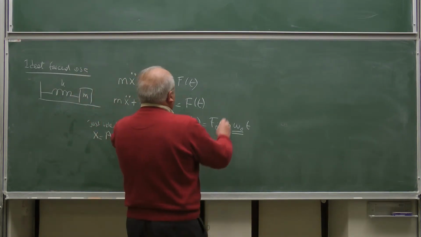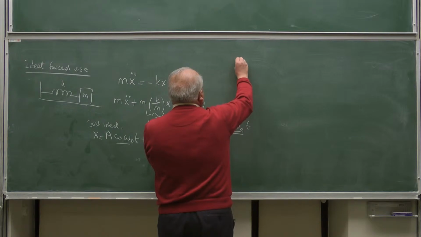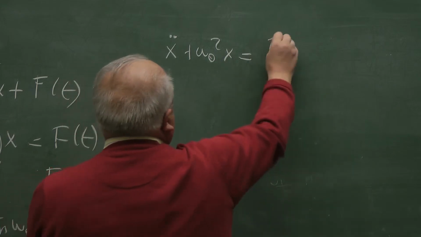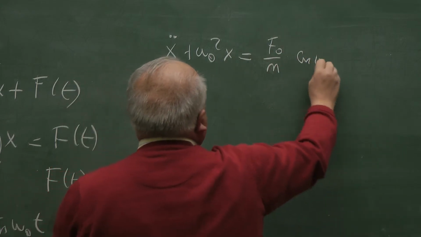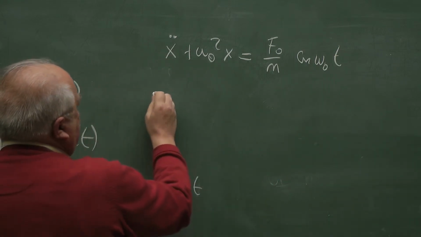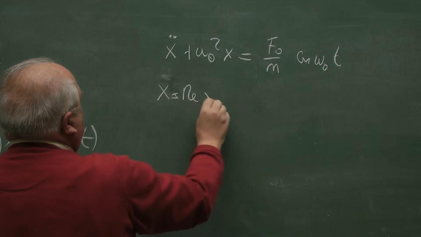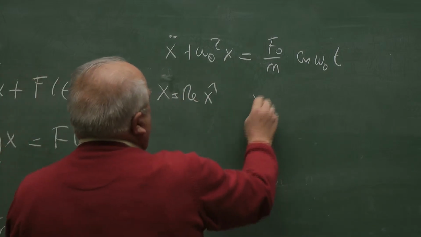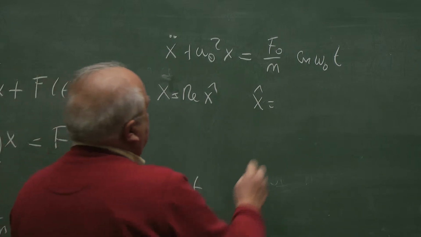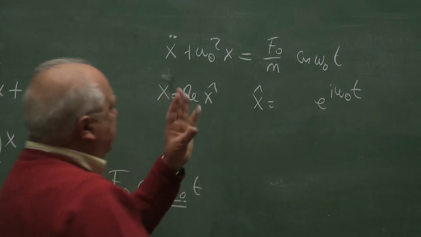So again, let me write this in this form: x double dot plus omega 0 square x is equal to f0 over m cosine omega 0 t. And let's again switch to the complex notation, which makes life much easier. x is equal to the real part of x hat, and x hat will be complex and oscillating with e to the i omega 0 t. That's the only oscillation frequency we have in the problem.